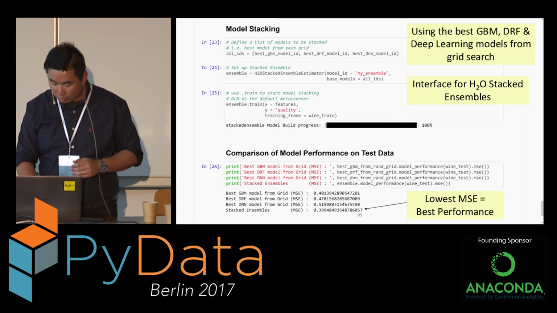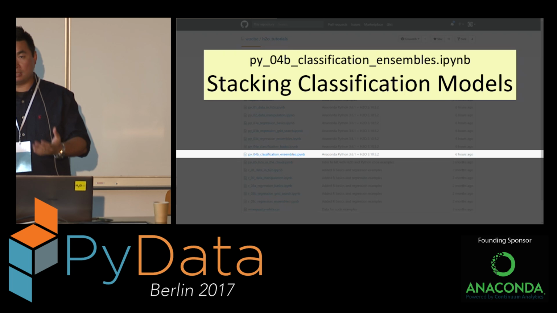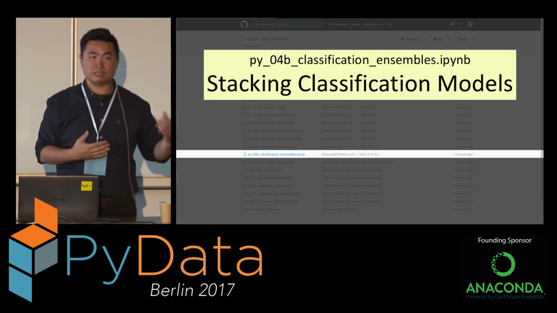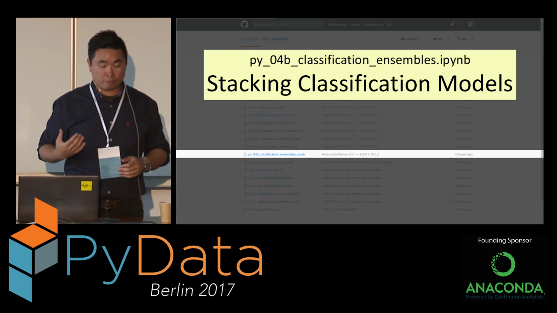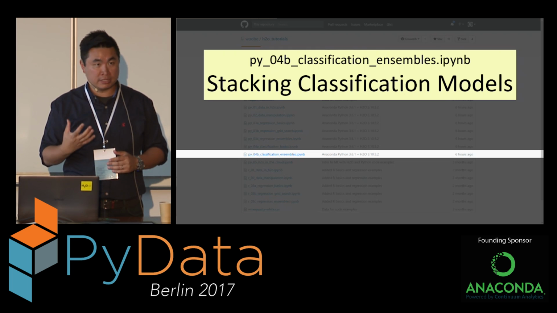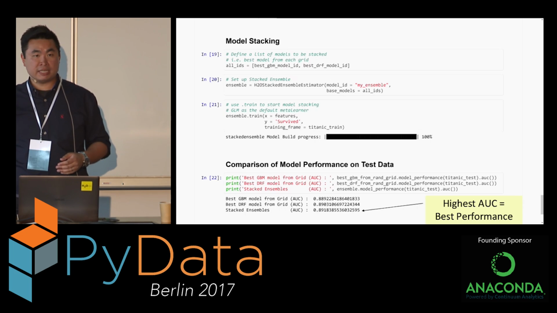Okay, so I just want to move on to the same kind of principles, but this time on a different problem. So we're going back to the Titanic. It's a binary classification problem. Again, this is a new Jupyter notebook, 4B, classification ensembles. I won't go into much detail, but it's the same kind of principles.